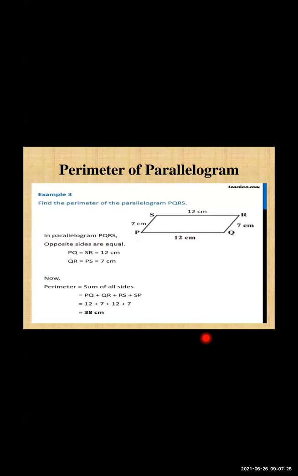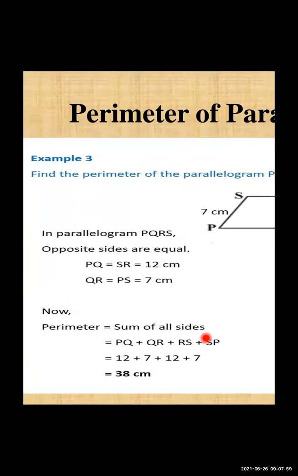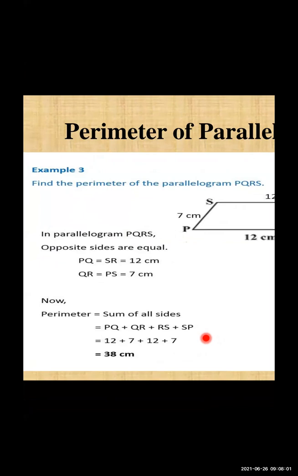Okay. So here you can see that PQRS is a parallelogram whose PQ side is 12. So its opposite side SR will also become 12. And similarly, PS is 7 centimeter, so its opposite side QR will also become 7 centimeter. Because it is a parallelogram and opposite sides of a parallelogram are congruent. So here opposite sides are equal. PQ is equal to SR is equal to 12 centimeter. QR is equal to PS is equal to 7 centimeter.